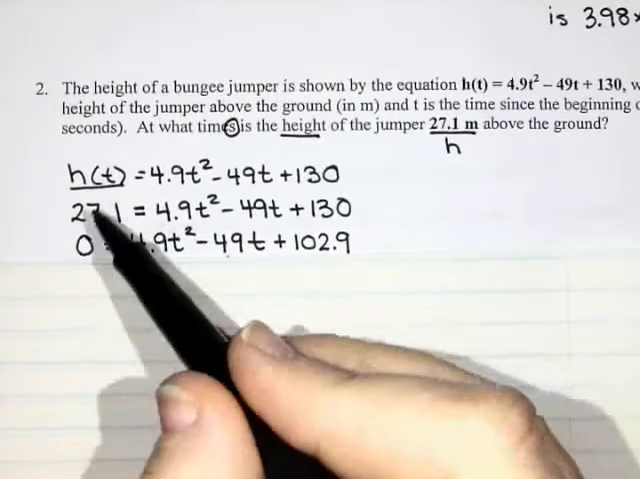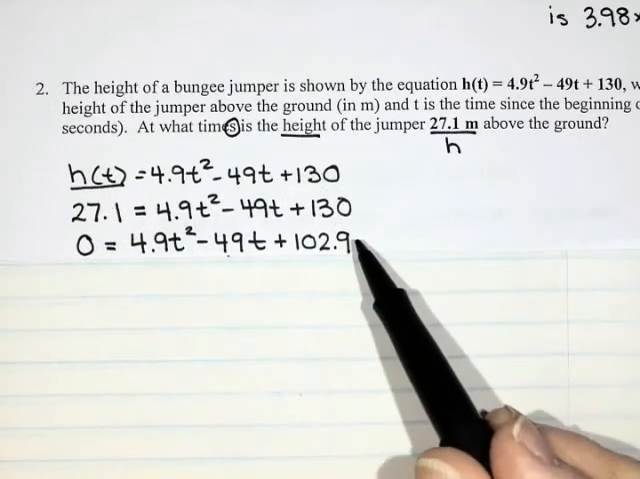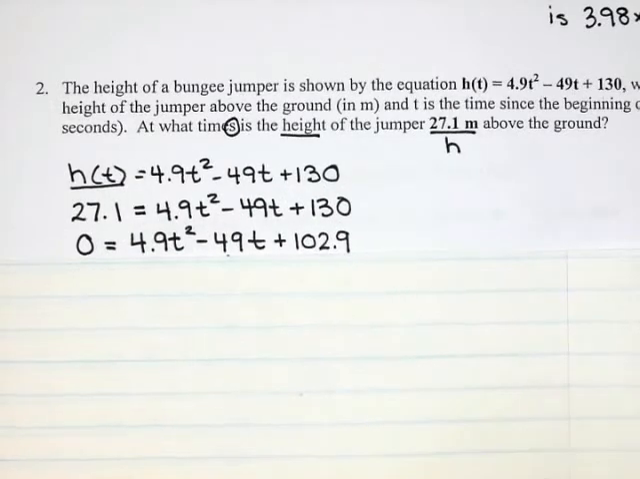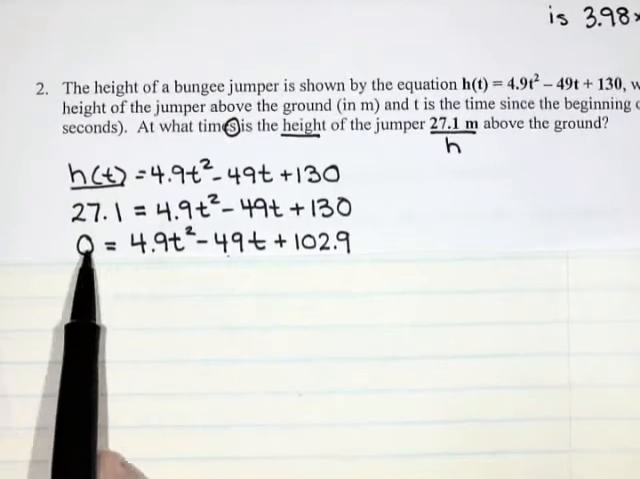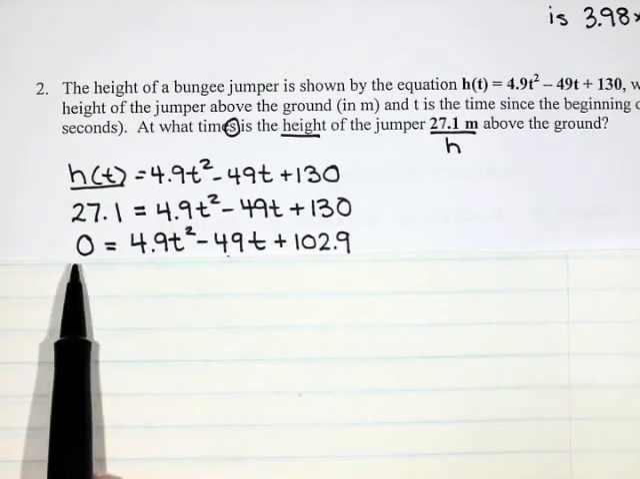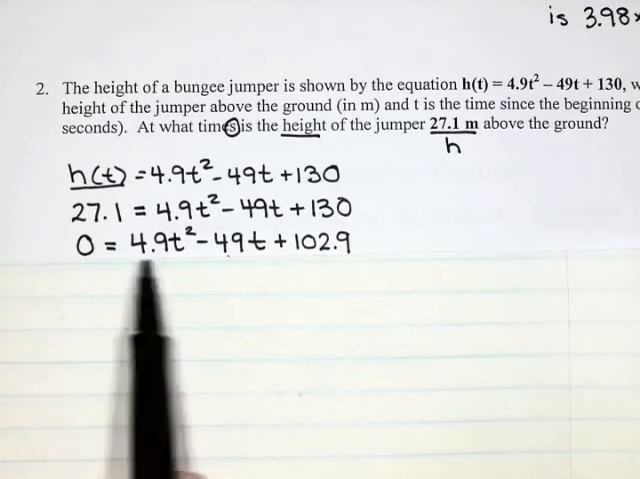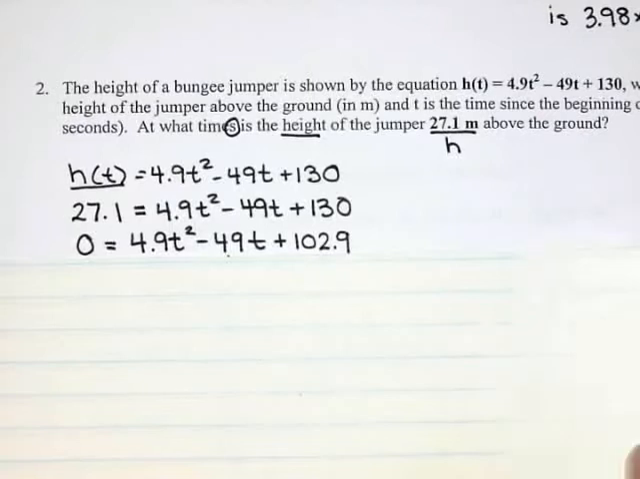So I subtracted 27.1 from 130 to get 102.9. So I have 0 equals 4.9t squared minus 49t plus 102.9. So on this side, there wouldn't be anything left over, so you do need to write something, and that something should be a 0. And when I'm solving, my goal is usually to have that equal 0.